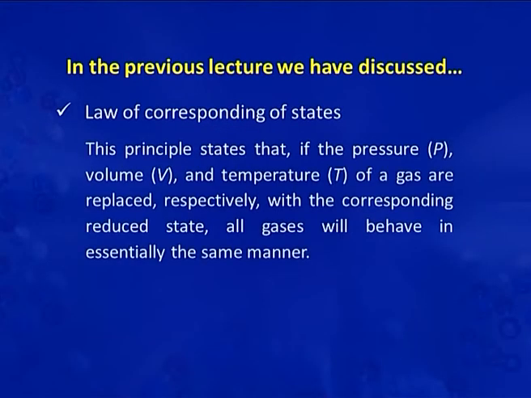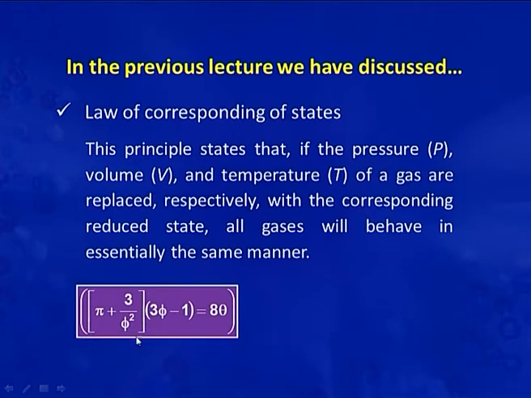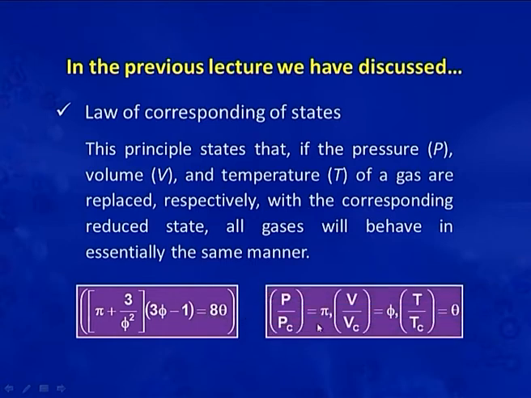After that, the law of corresponding states. This principle states that if the pressure, volume and temperature of a gas are replaced respectively with the corresponding reduced state variables, then all gases will behave in essentially the same manner, and the equation is (π + 3/φ²)(3φ − 1) = 8θ. Here π is P/Pc, Pc is the critical pressure, φ is V/Vc, Vc is again the critical volume, and θ is T/Tc, Tc is the critical temperature.